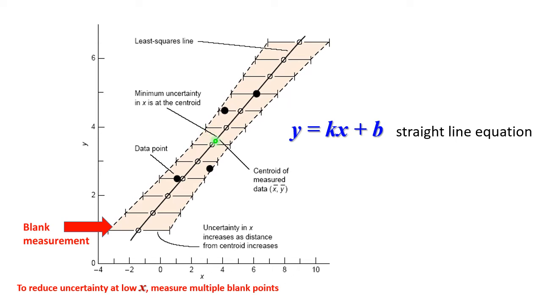This uncertainty is smallest in the center of the measured data. It's slightly inconvenient because we want to have our uncertainty small when the numbers themselves are small. So it's a good idea to reduce uncertainty at low x by measuring multiple blank points and then have better statistics for these points and reduce uncertainty in this area.